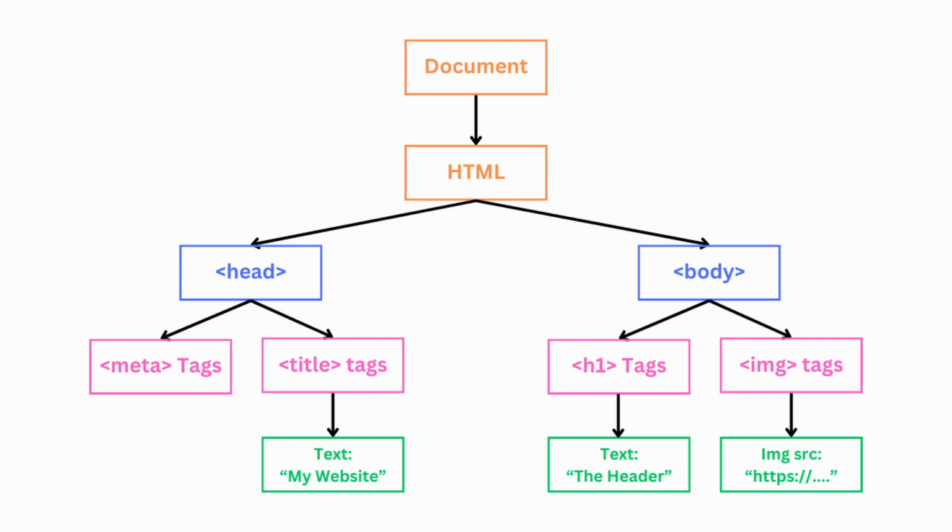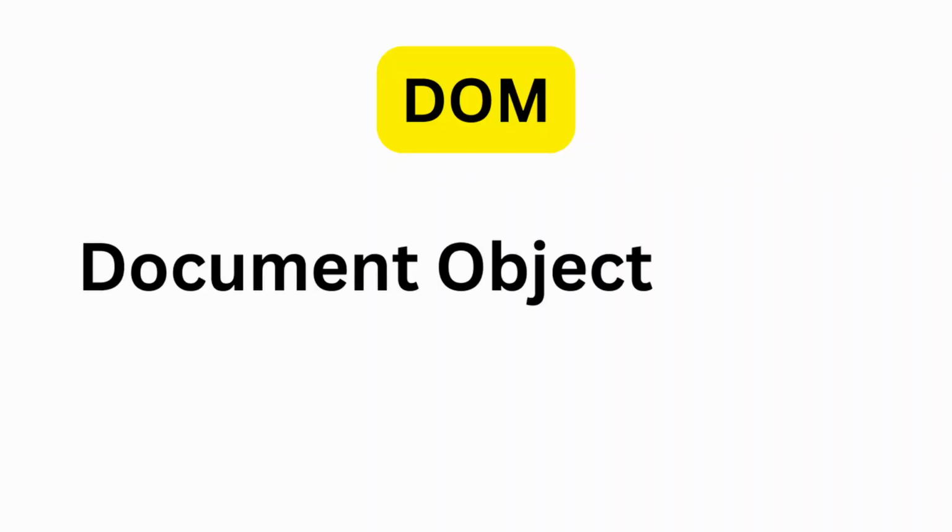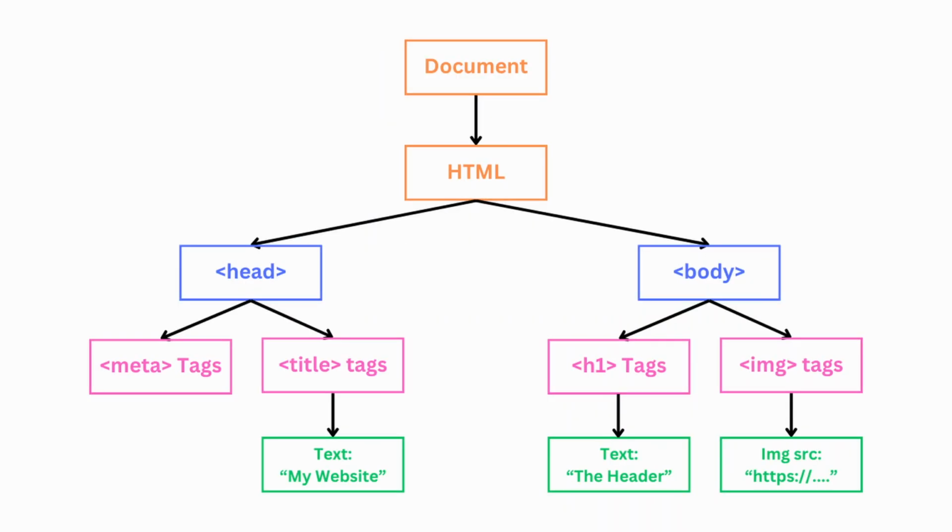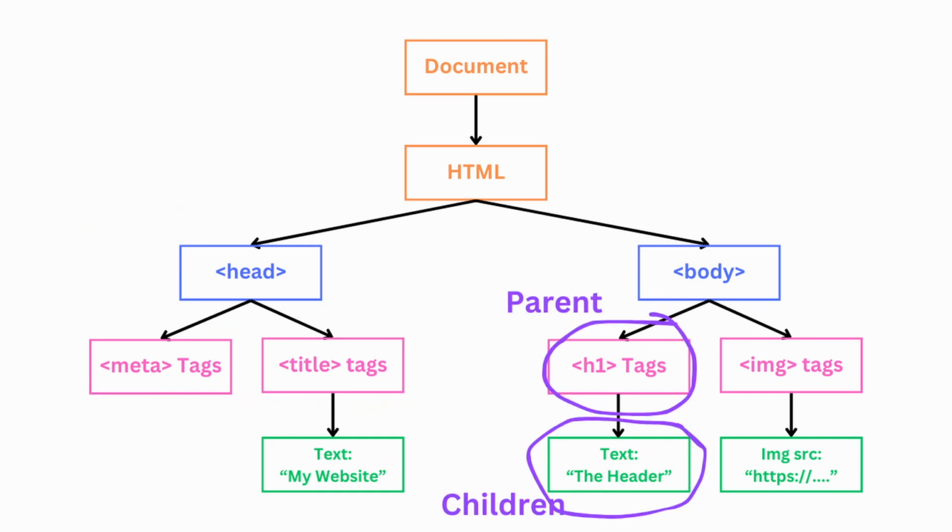This is a DOM, and here is everything you need to know about it. So let's go. DOM is a short form for Document Object Model. Think of it like a family tree of the web page, where there are many parent-children relationships throughout the tree.